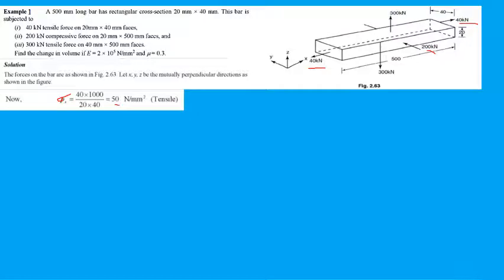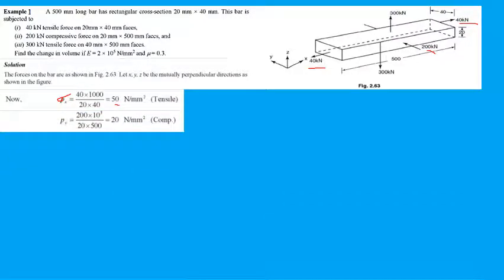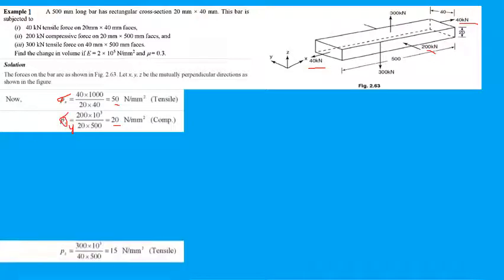So we got 50 Newton per millimeter square, and it is a tensile stress. Next one, across the y-axis, we have sigma y equals load by area. Load is 200 kilonewton, therefore 200 into 10 to the power of 3 divided by area, 20 mm into 500 mm. After simplification we got 20 Newton per millimeter square, and it is a compressive stress.